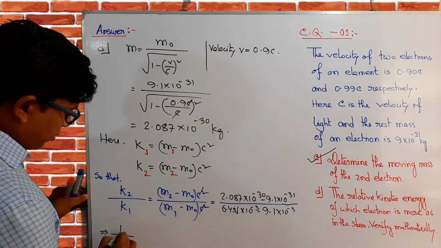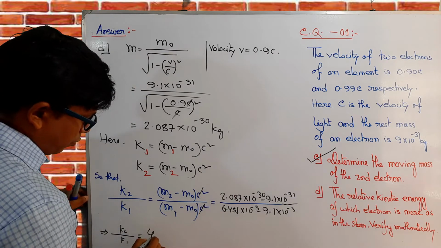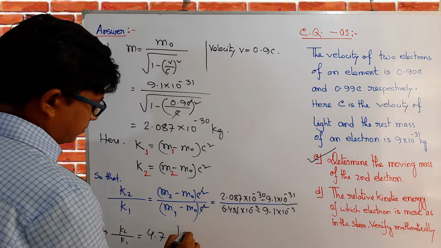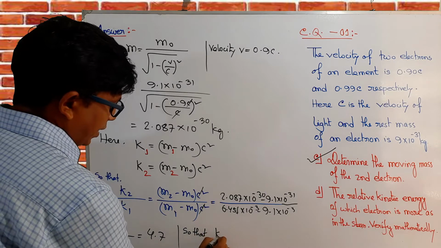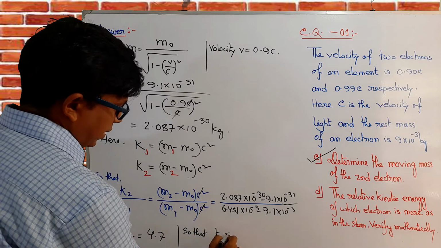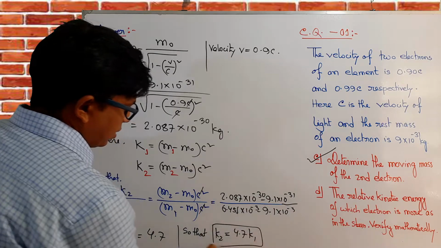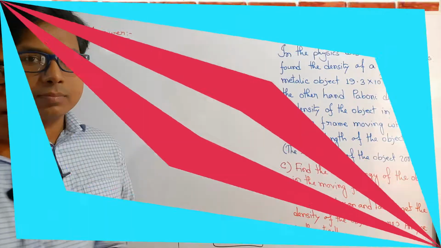After using the calculator, we can write here k1 by k2 equals 4.7, so we can make a comment here. The kinetic energy of the second electron is 4.7 times the kinetic energy of the first, so the relativistic kinetic energy of the second electron will be more.